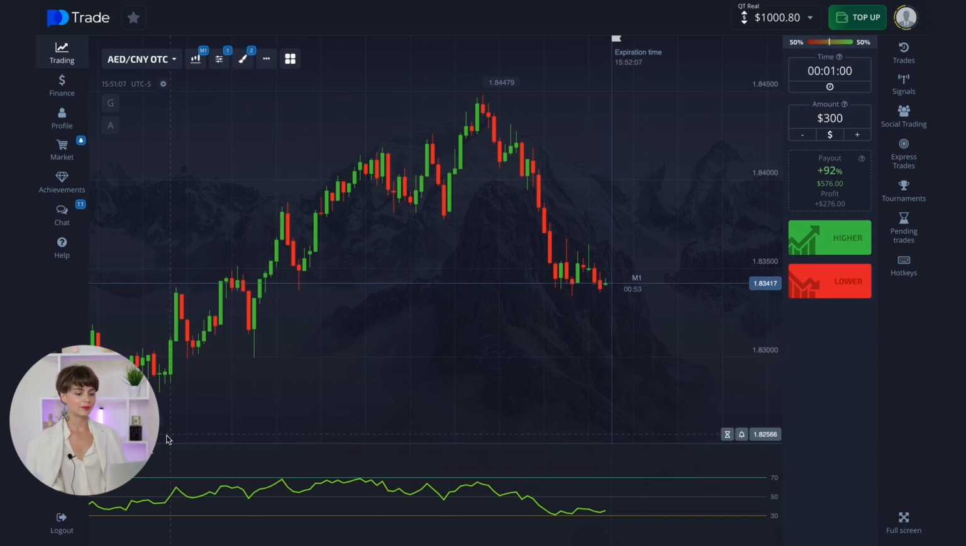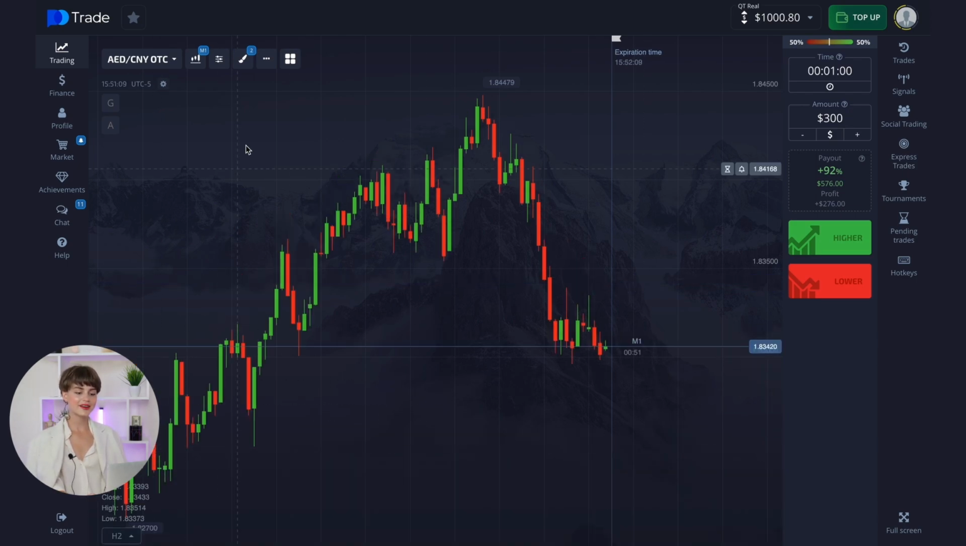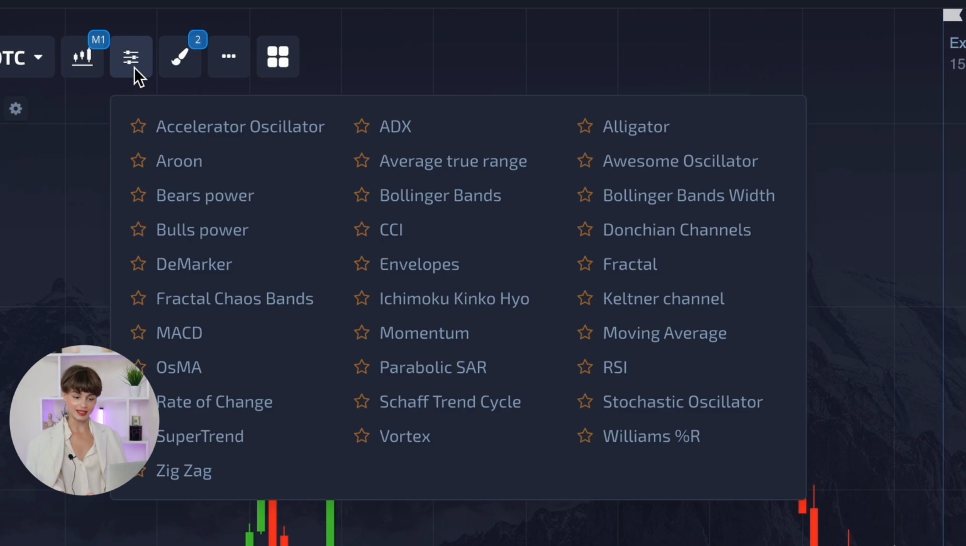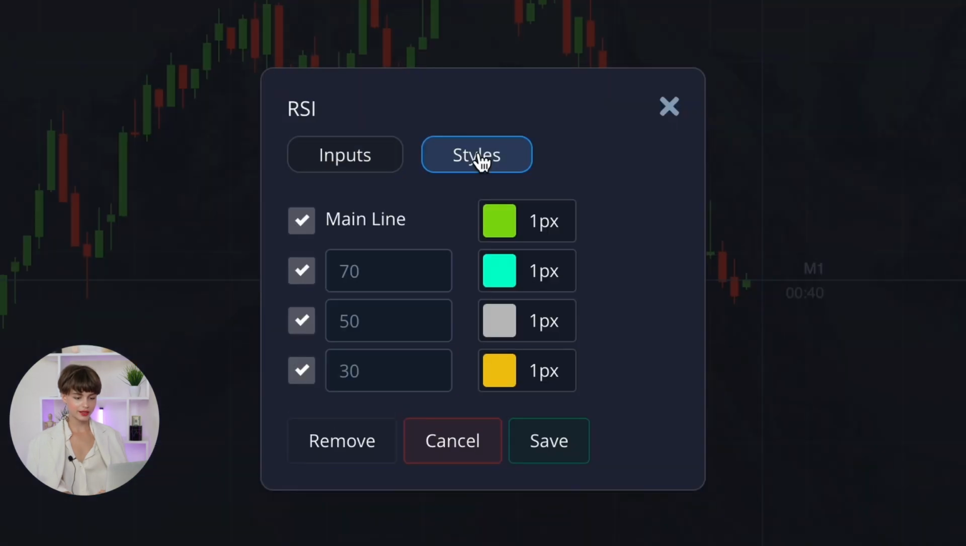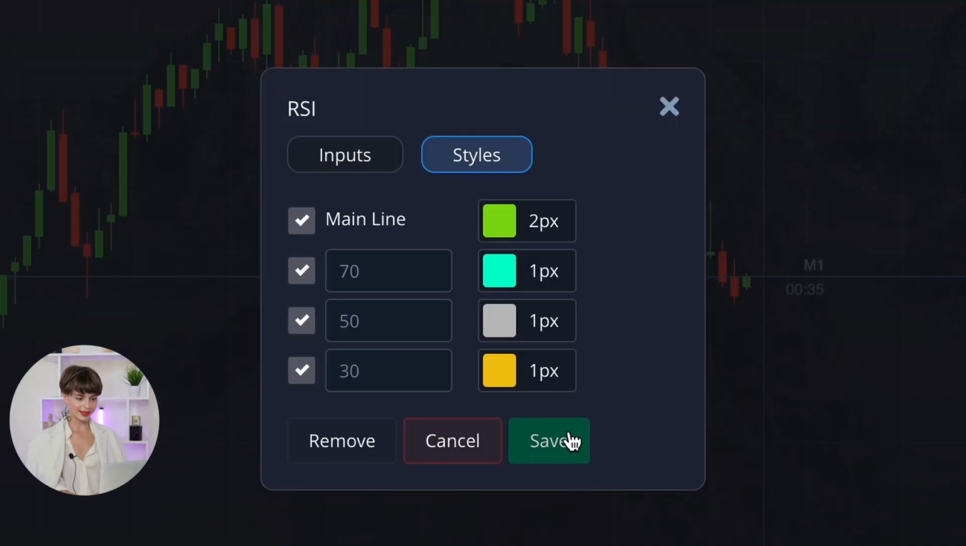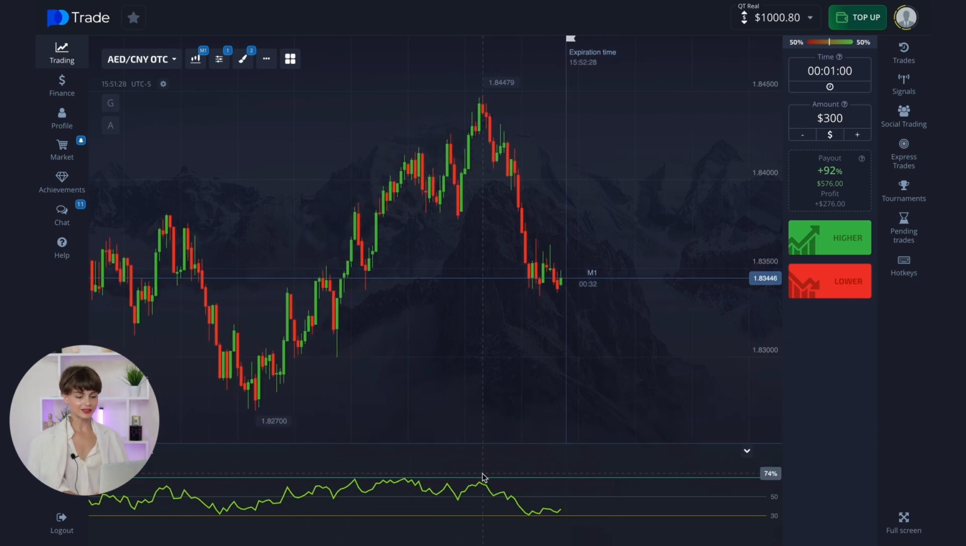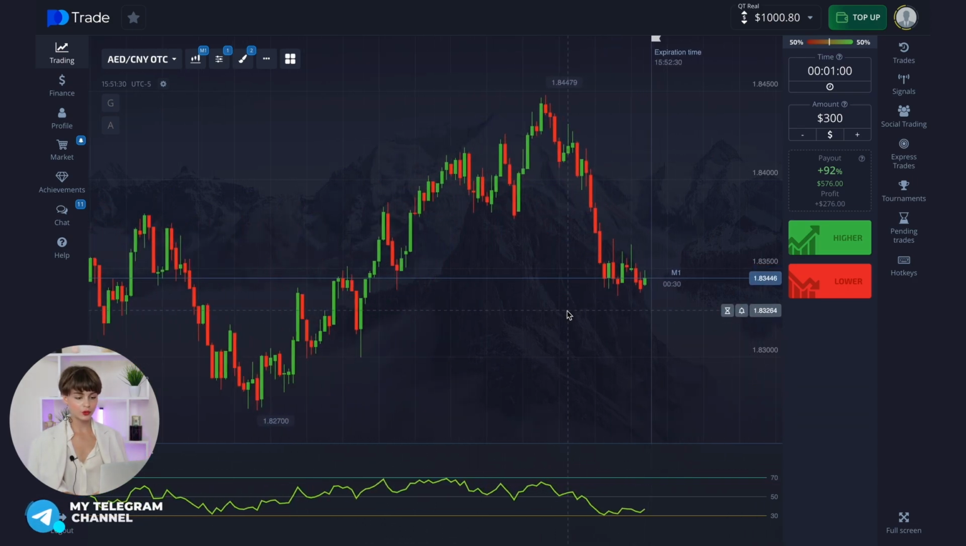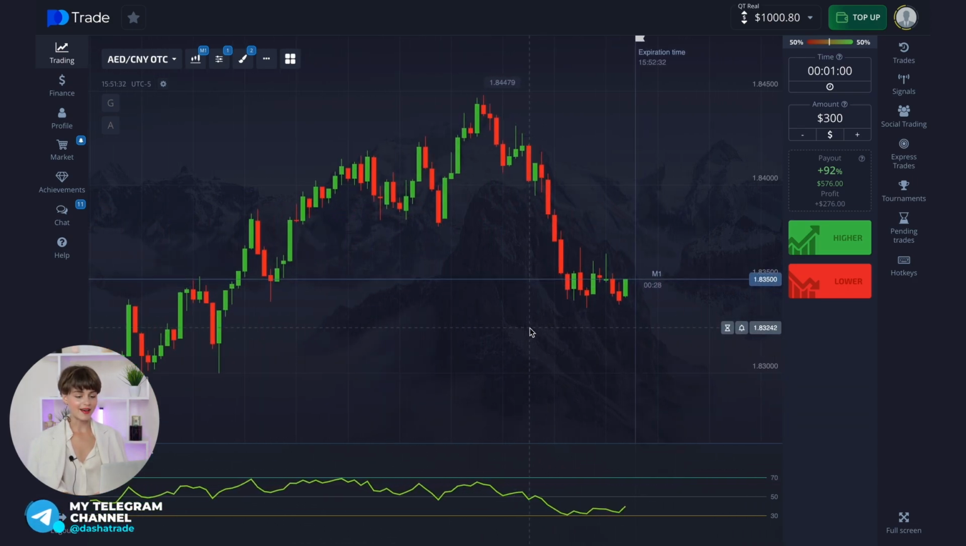By default, the RSI indicator uses a basic period of 14. To apply it, we go to the indicators panel, click RSI, and make it bigger. In styles, I make the main line thicker, and click save. In total, there is such a beautiful view on which we can easily navigate.